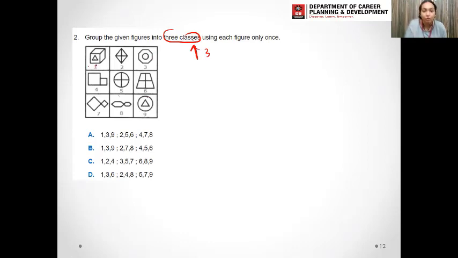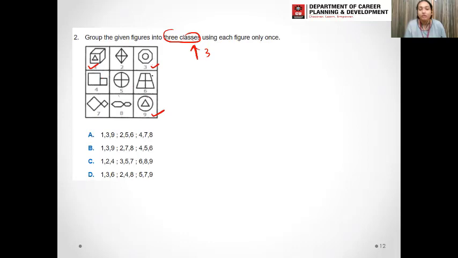If I talk about option A or figure number 1, it contains a cube which is having a triangle inside it. If I talk about image number 3, we have a polygon which contains a circle. And if I talk about image number 9, we have a sphere which contains a triangle.